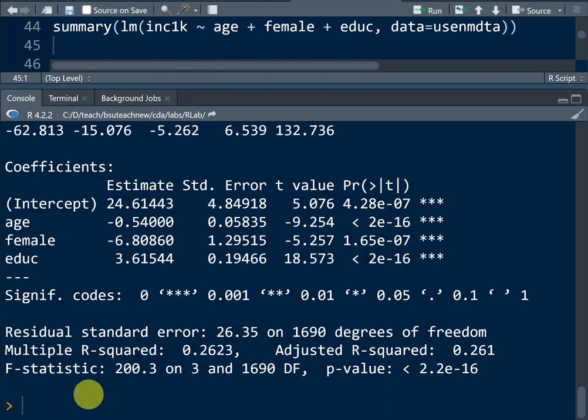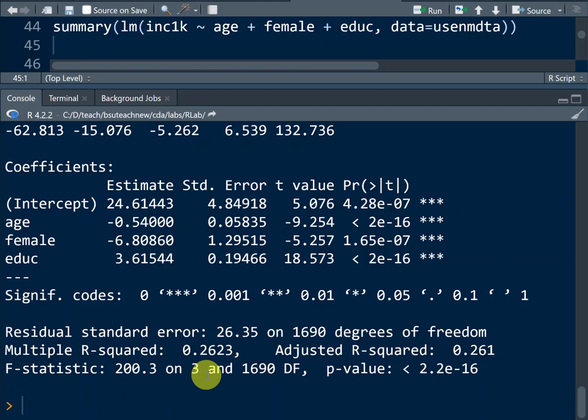Now let's scroll down. Let's look at R squared. So here R squared is 0.2623, meaning that 26.23% of the variation or variance in income, measured in $1,000, is explained by our model here.